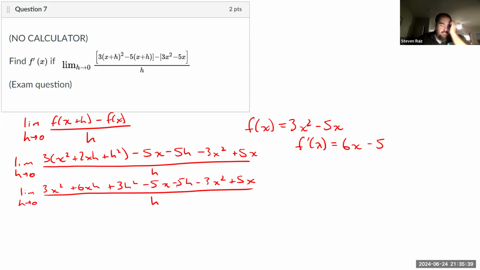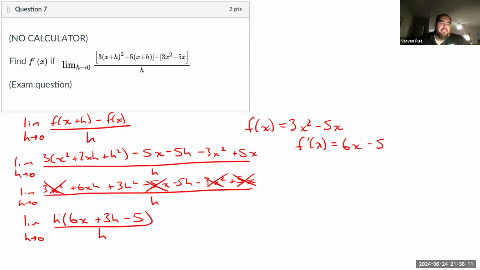Okay, so hopefully by now you've noticed that a lot of these things annihilate each other. 3x squared gets canceled out by negative 3x squared. Negative 5x gets canceled out by 5x, and that should be it. Now you'll notice there are 3 terms remaining, all of which have an h in common, so I will factor that out. The limit as h approaches 0 of h times the quantity 6x plus 3h minus 5, all over h. Now I can cancel out these h's.